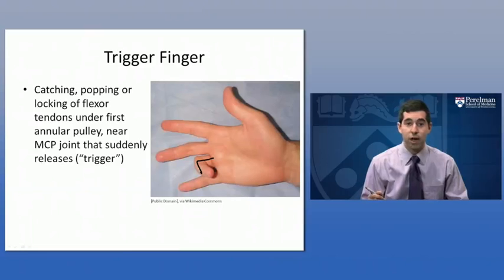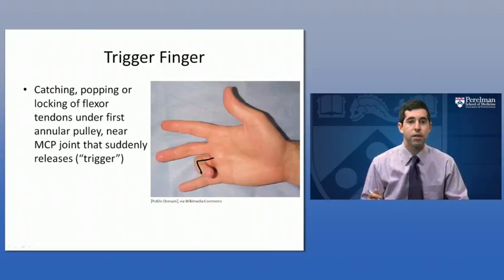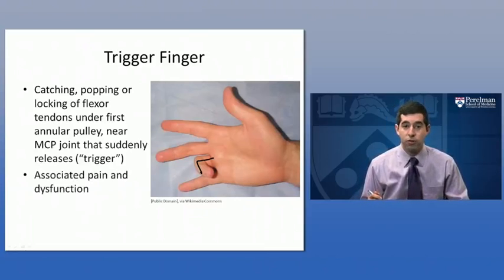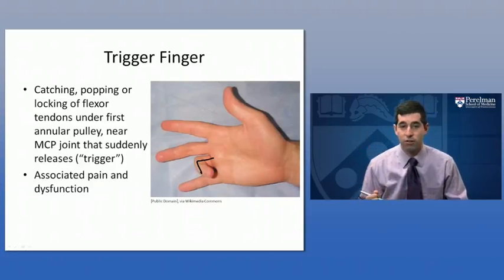But this can at times spontaneously release as that nodule finds its way under the annular pulley and allows extension. And so what would happen is the person here has that locking sensation, it feels stuck, and then all of a sudden it'll be able to release spontaneously, and that's the trigger effect that's being described here. In addition, they'll have associated pain because we're essentially trying to force a nodule through a small space. That's going to cause some pain, and they'll also have dysfunction of the joint because of its limited mobility.